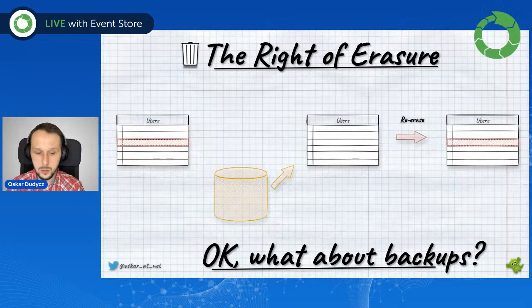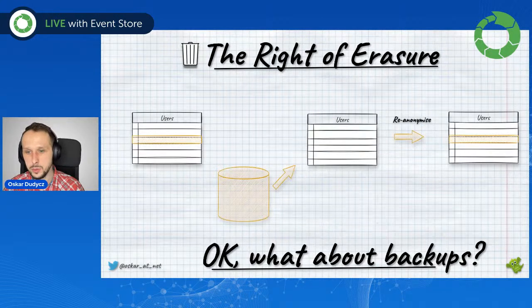So what we should be doing after restoring a backup, if that's our strategy, is making sure that we re-erase the users that rejected their grants for us to keep their data, or we should re-anonymize that information. That's something that we should remember, because backups usually just take the data as they are and put it into some blob.